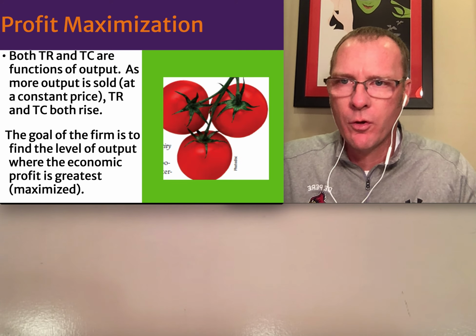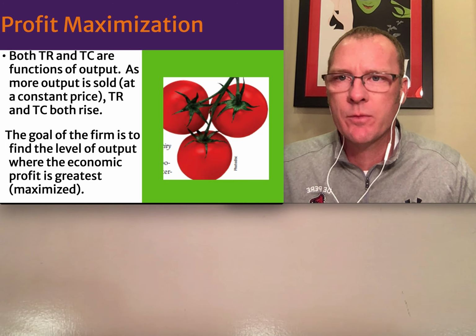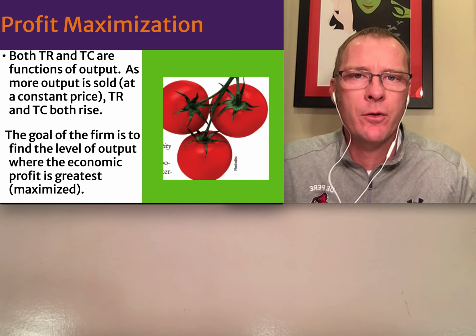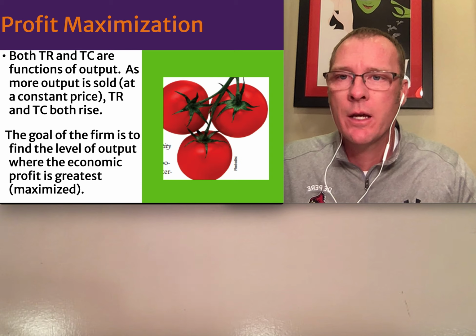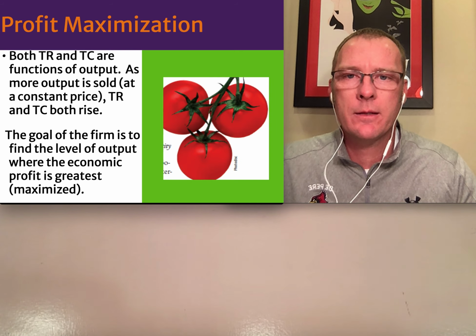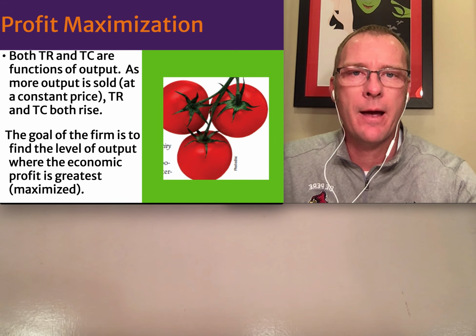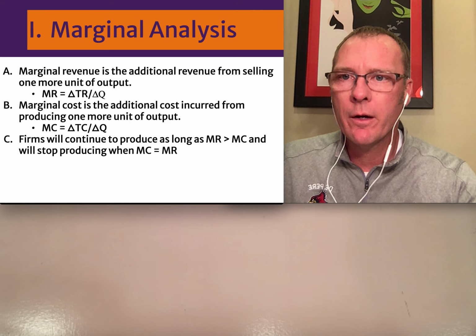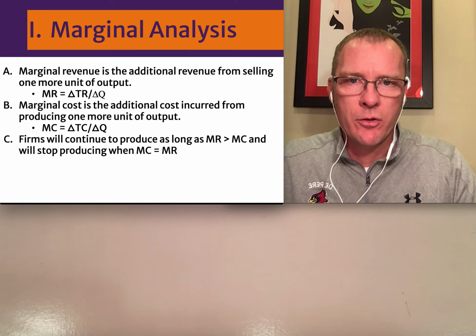Remember, total revenue and total costs are just functions of output, right? So as more units are sold, total revenue and total costs are going to rise. So the goal of the firm is just to be like, hey, where can I make the greatest economic profit, right? Where is that maximized for me? So what we are going to do is look at marginal analysis.